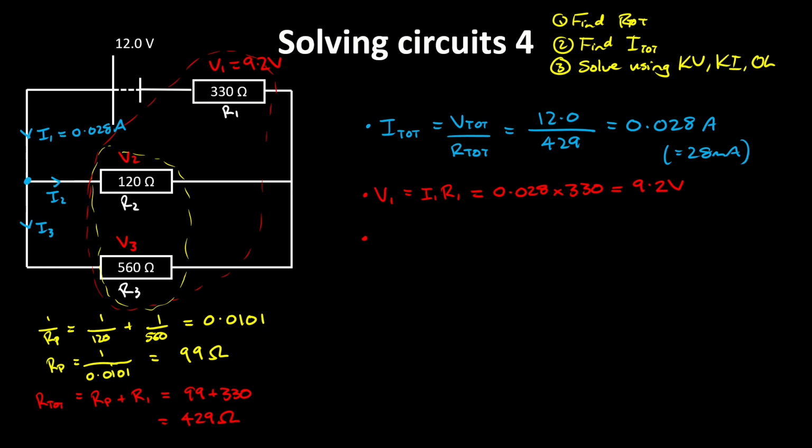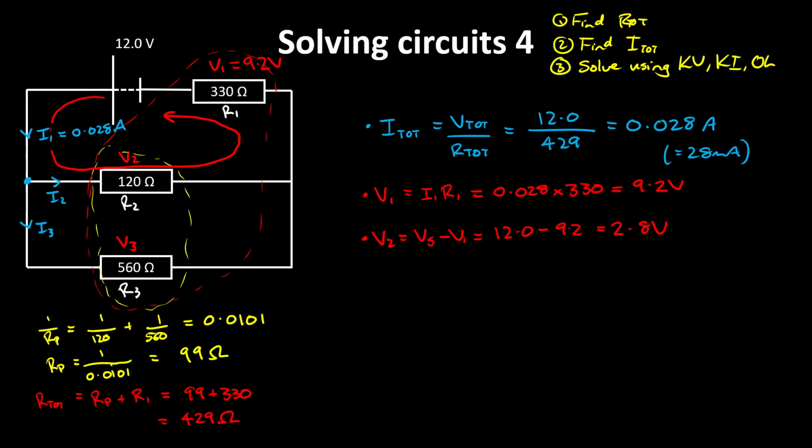But let's just look at this loop at the top. I'll draw it on here, the loop that goes around here. We've got 12 volts being put in here. V1 has got 9.2 volts, and we've got V2. That must be using the rest of the voltage. So we can use Kirchhoff's voltage rule: V2 will be the supply voltage minus V1. So it's going to be 12.0 volts minus 9.2 volts, which is 2.8 volts.